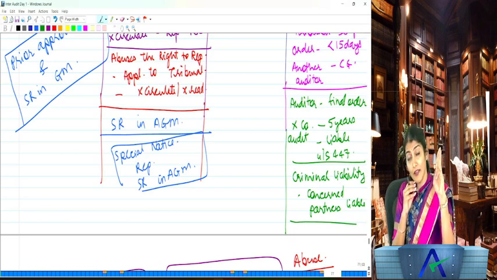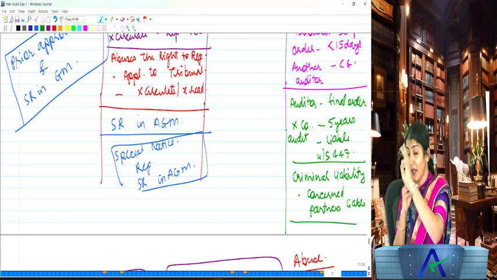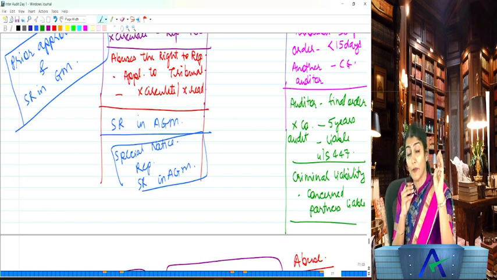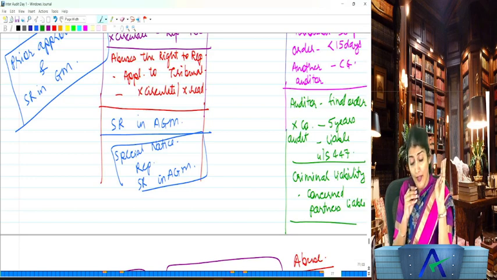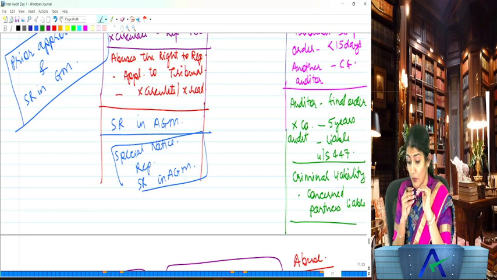Then what does it say? Such an auditor against whom the final order has been passed by the tribunal cannot do the audit of any company for a period of 5 years and shall be liable under Section 447, and the liability shall be of the firm and every partner of the firm, but for criminal liability only the concerned partners will be liable. What is point number 3?